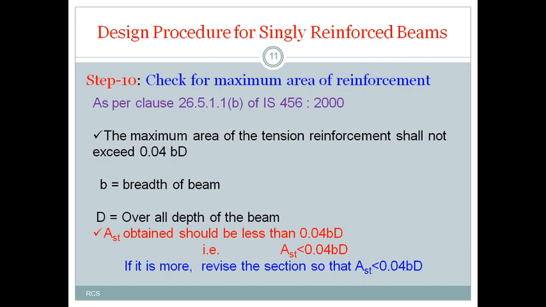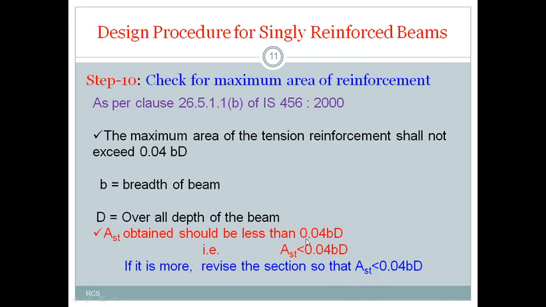As per clause 26.5.1.1b of IS 456-2000, the maximum area of tension reinforcement shall not exceed 4% of BD, that is 0.04 times B into capital D. Here B is the width of the beam and D is the overall depth of the beam, and AST obtained should be less than this value. So AST less than 0.04 into BD, and if it is more, then revise the section so that AST should be less than 0.04 into BD.